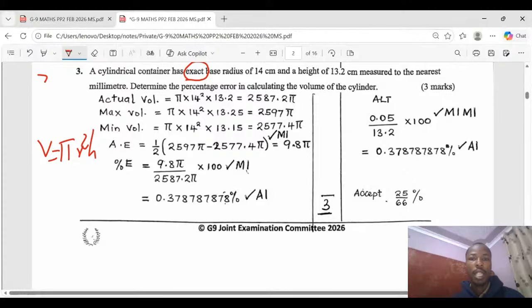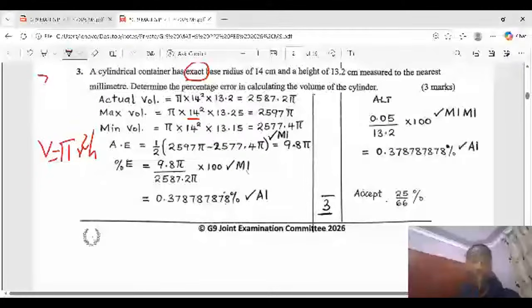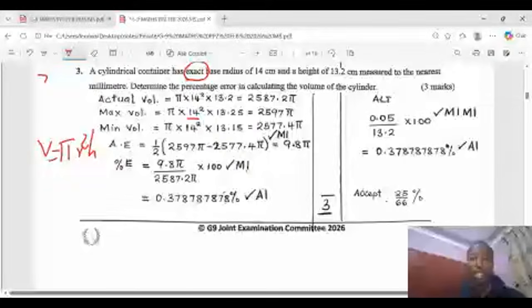Now, in this case, the radius is exact, so we don't find the error in the radius. The radius remains the same, but what changes is the height, which is measured to the nearest millimeter. So 10 millimeters is equal to 1 centimeter, just to the nearest millimeter, and find now the percentage error.